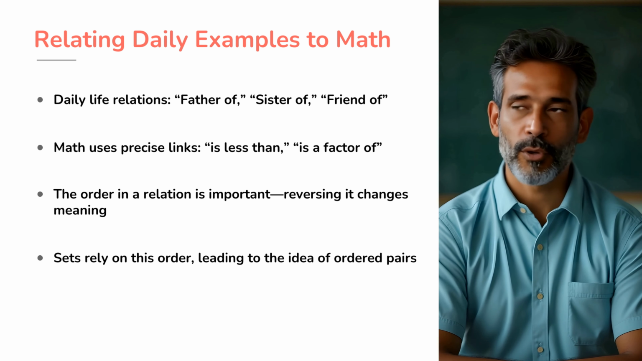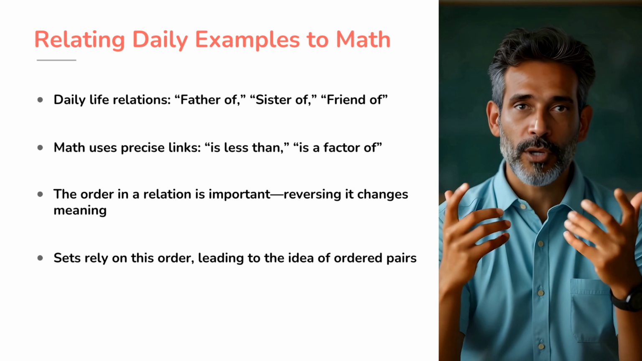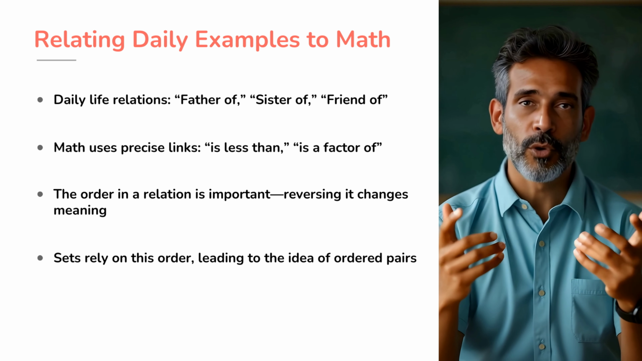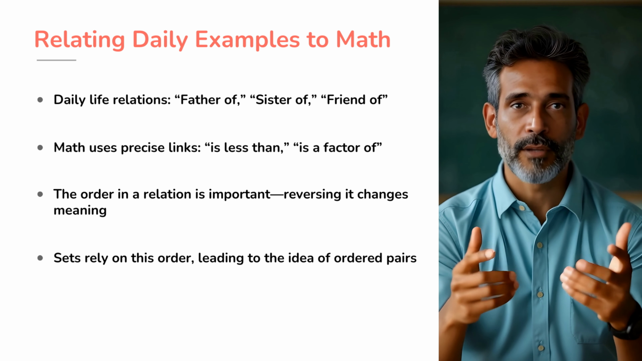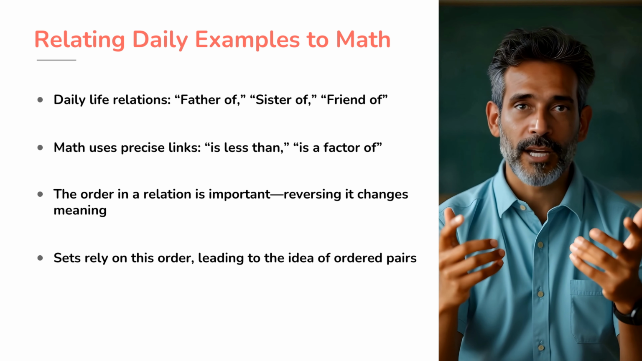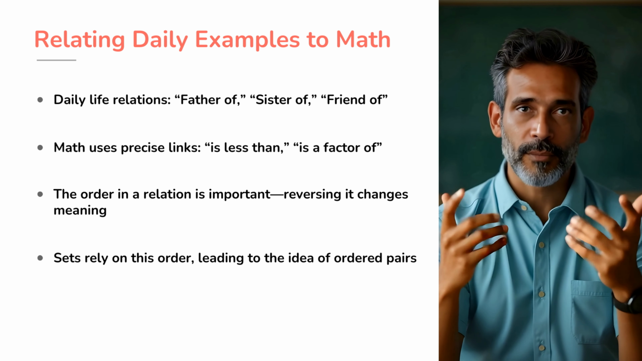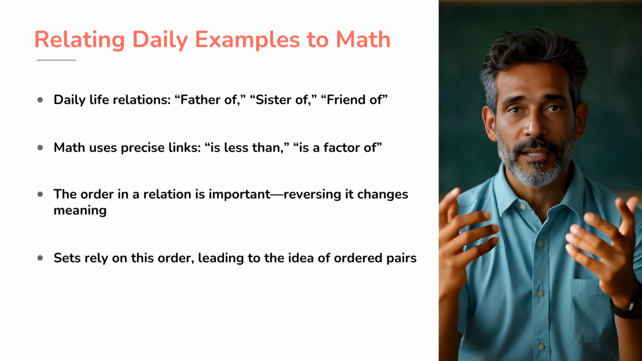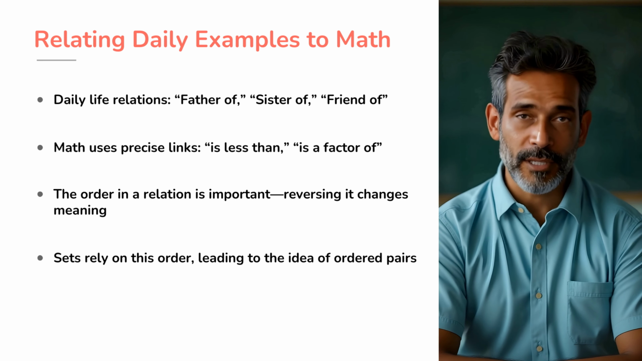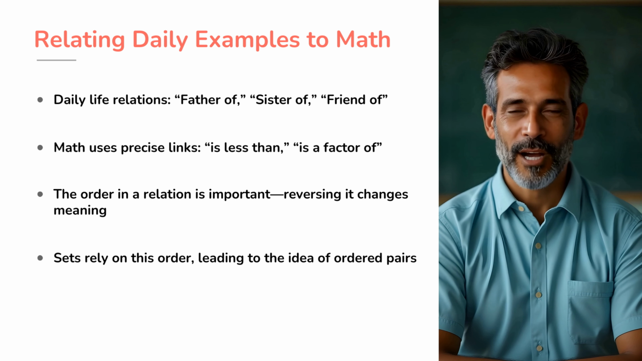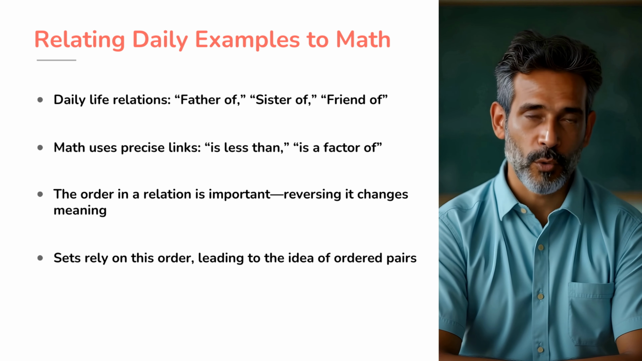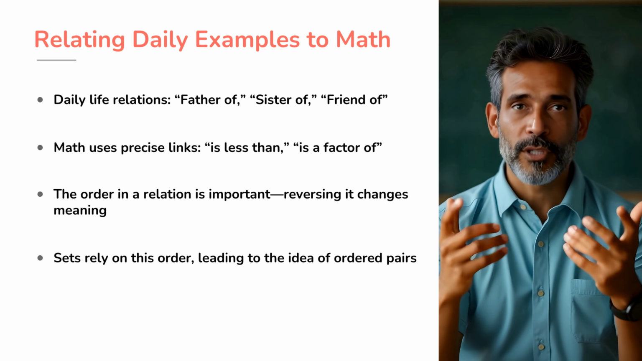Let's take an example to see why order matters. When you say 3 is less than 5, that's true, but flip it around, 5 is less than 3, and suddenly the statement is false. This is why, in mathematics, the order in which you pair elements is essential. This idea sets the stage for something called ordered pairs, which you're going to explore next.